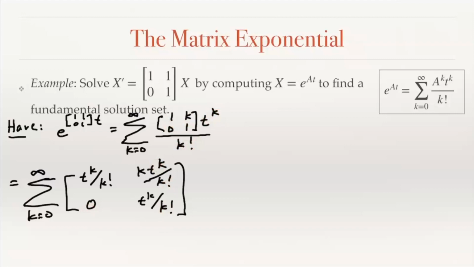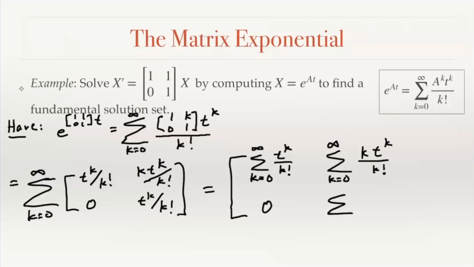And we're adding together all of these matrices, and adding together matrices just means adding together each component. So this is the same as distributing the sum inside all of the components like this, and adding together 0 a bunch of times is still 0, and we have that.